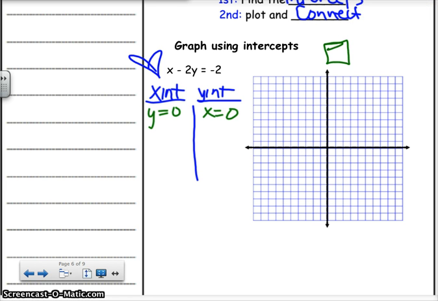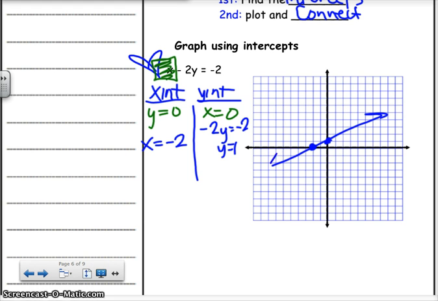I like to have a little box to cancel out variables. When y is 0, it's all gone, so I have just x equals -2. When x is 0, I have -2y equals -2, so y is 1. So my x-int is -2, my y-int is 1. Connect. There is the line.